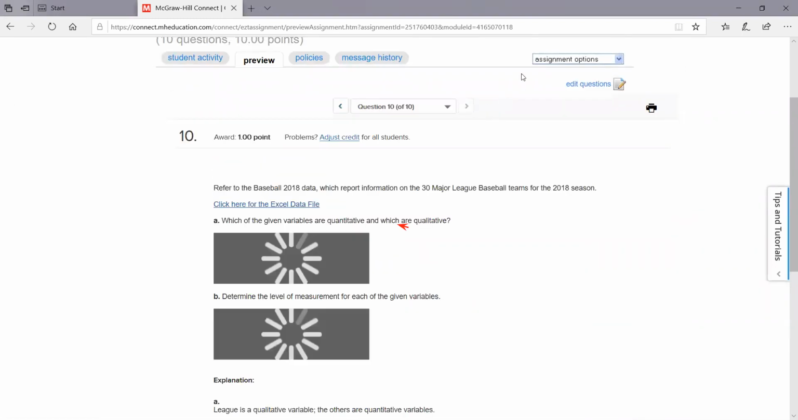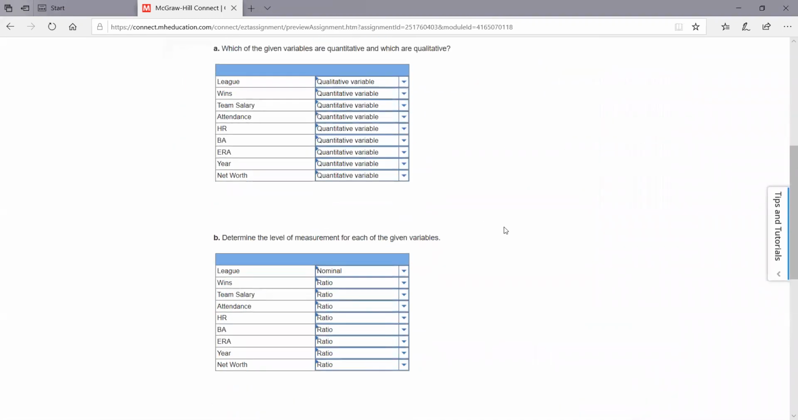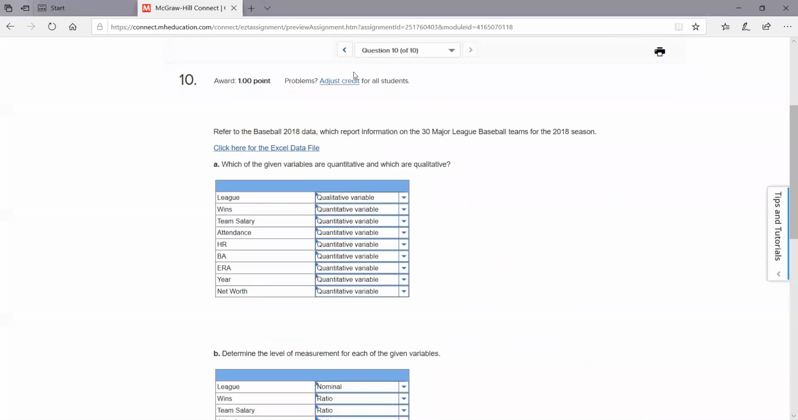All righty, one more. And this one, we're kind of back to looking at, first of all, is it qualitative or quantitative, and then back to the levels of measurement. And so league is qualitative, wins is quantitative, team salary quantitative, attendance, HR, home runs, batting average, ERA. Notice those are all quantitative. Those are all how much or how many. Those are all numerical, quantitative.